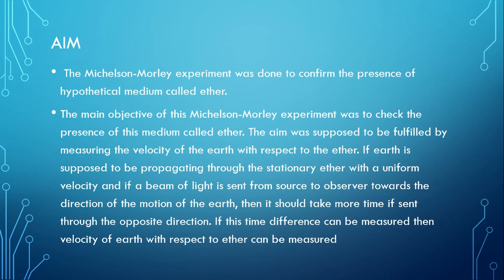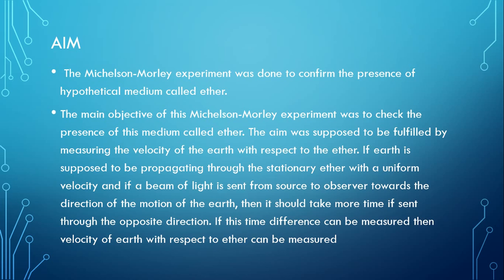Aim of this experiment. The Michelson-Morley experiment was done to confirm the presence of a hypothetical medium called ether. The main objective was to check the presence of the medium called ether. The aim was to be fulfilled by measuring the velocity of the earth with respect to the ether.